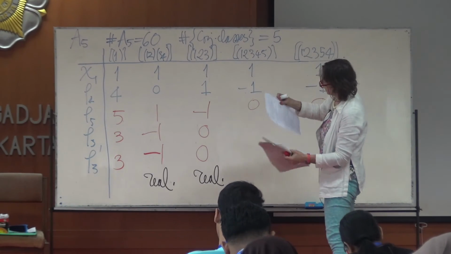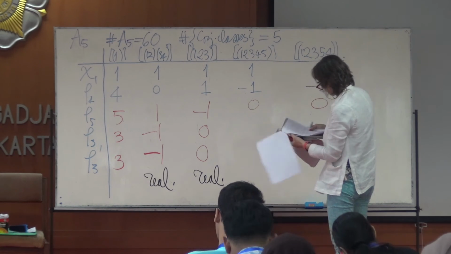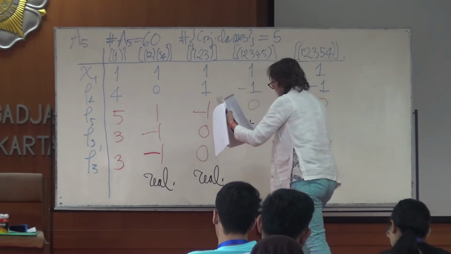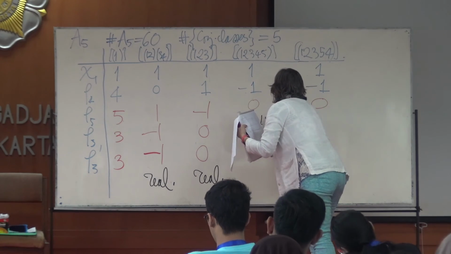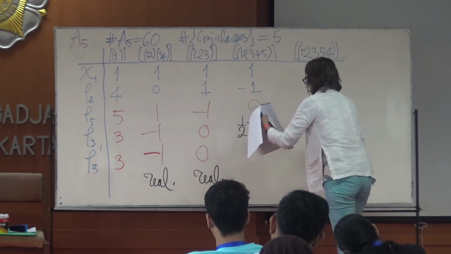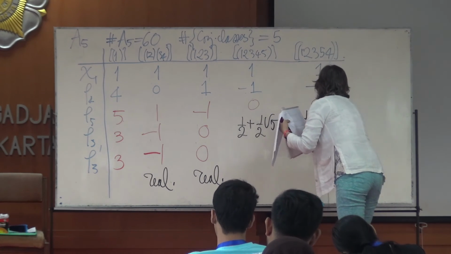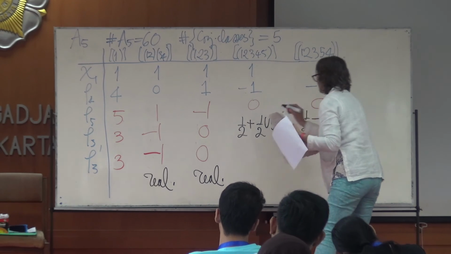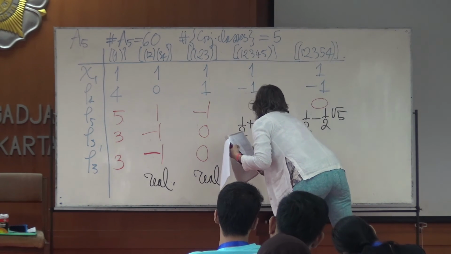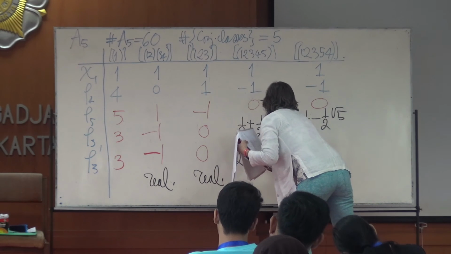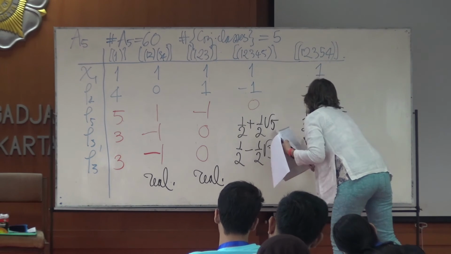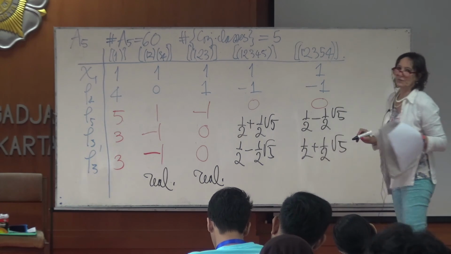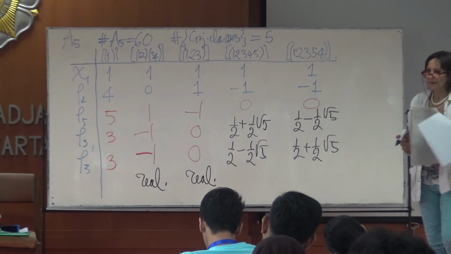So, okay: 1/2 plus square root 5 over 2. Here we'll get the other one: 1/2 minus 1/2 square root 5. 1/2 minus 1/2 square root 5 and plus square root 5. So we completed the table.